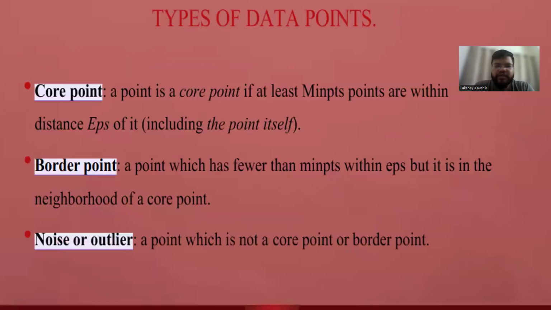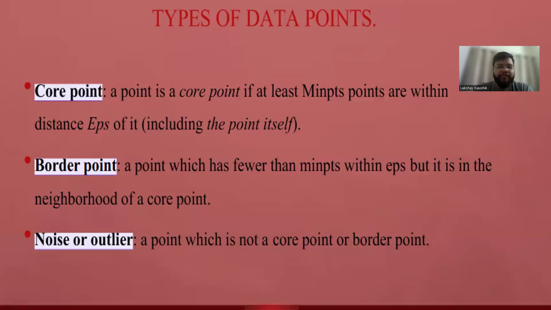Now, these are the types of data points. Exactly what types of data points are we considering in DBSCAN? There are a total of three: core point, border point, and noise or outlier. A core point has at least MinPts points within its epsilon neighborhood, including itself. These points are the central part of a cluster. A border point has fewer than MinPts neighbors but lies within the neighborhood of a core point.